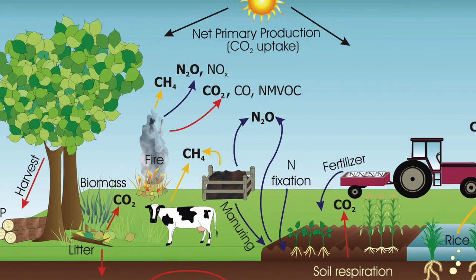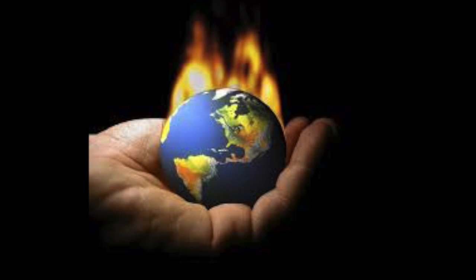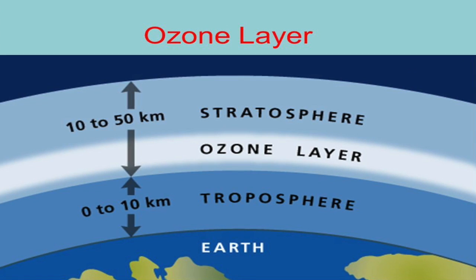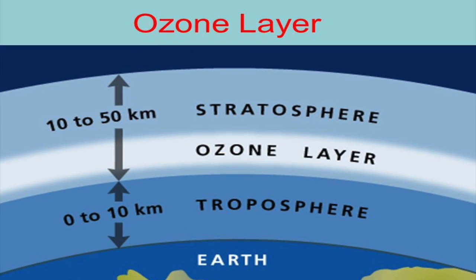Some examples of natural greenhouse gases are CO2, produced in photosynthesis, methane, produced in herbivore digestion, water vapor, produced during evaporation, nitrous oxide, and ozone. There are other greenhouse gases that are man-made that will be further discussed in the video. Between the stratosphere and the mesosphere, the Earth has a layer of protection called the ozone layer.